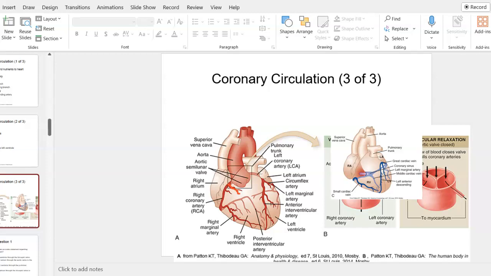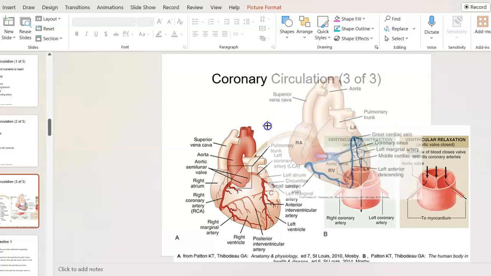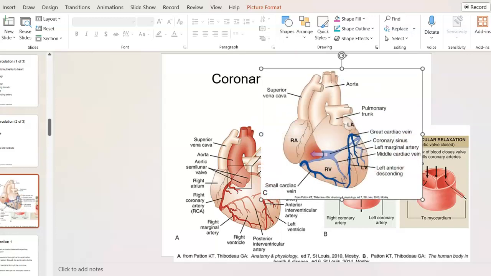Now, there is also venous drainage for the heart. Okay, and if we look at this, this represents the back of the heart. No, this is actually still the front side of the heart. They have the coronary sinus, represented as this lighter blue here, and it actually wraps around the back of the heart.